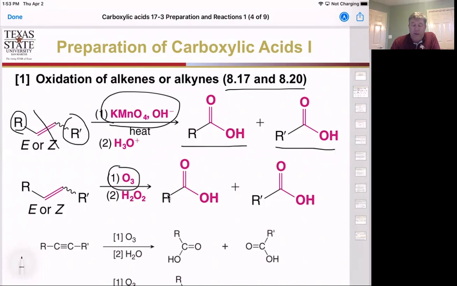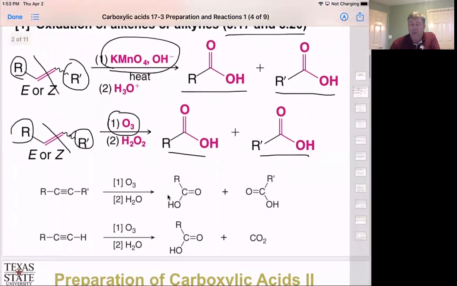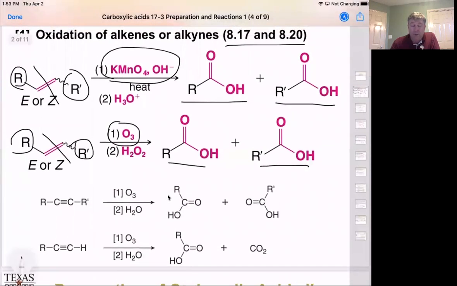The other way to do that is to use ozone. Ozone will break that double bond and again create two carboxylic acid equivalents. If they're the same, it creates two equivalents of one acid, or if they're different, it makes two different acids. Okay. The other reactions we can do with ozone involve the triple bond.